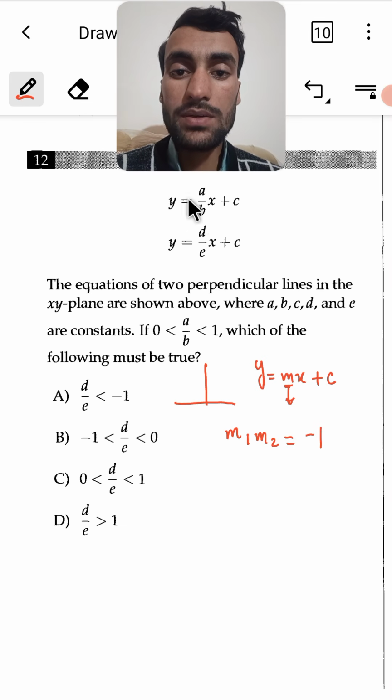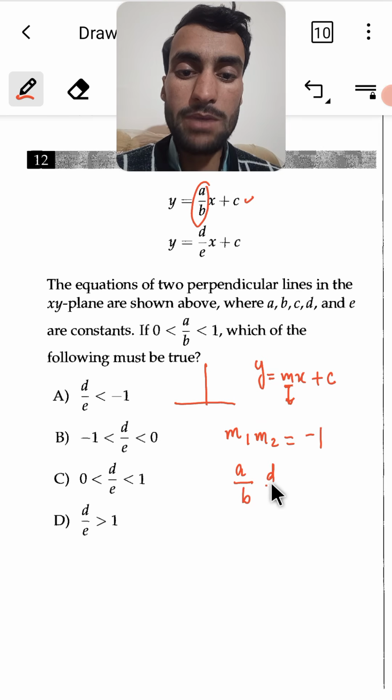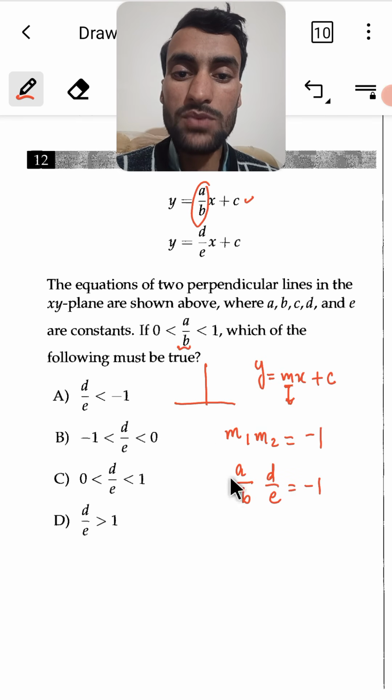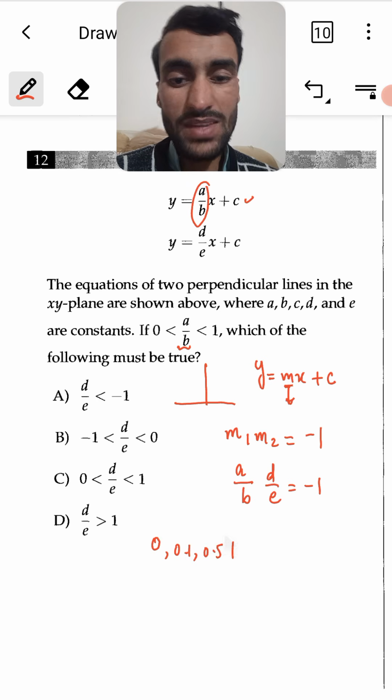So now from this equation we can see that the slope of the first line is a/b. According to the condition, these lines are perpendicular to each other, so a/b multiplied by d/e will be equal to -1. We are also given that a/b is between 0 and 1. So any value between 0 and 1 will be points like 0.1, 0.5, etc.